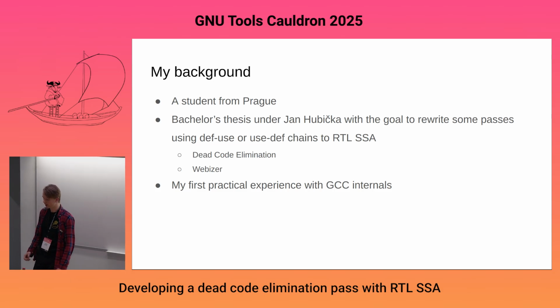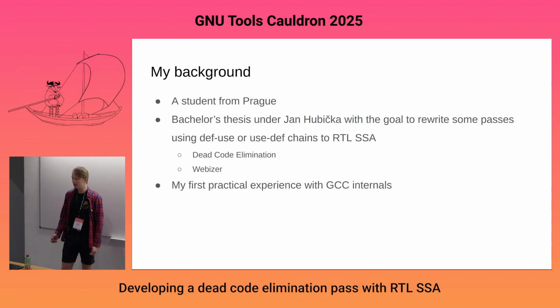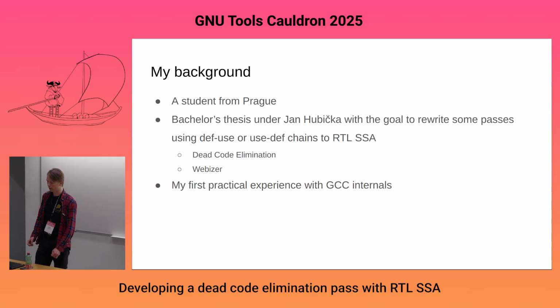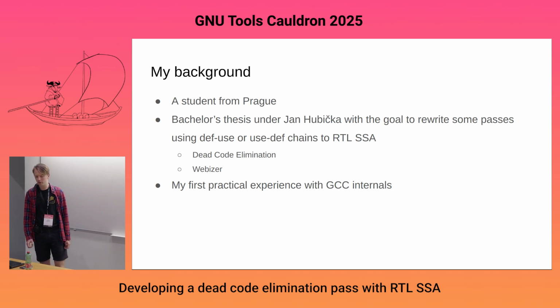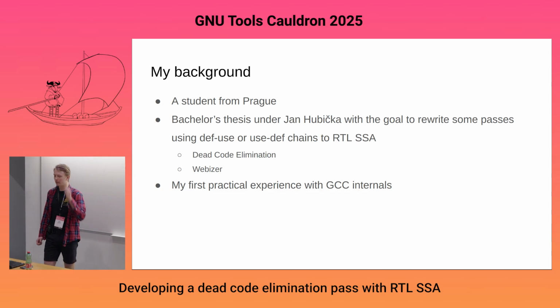try the RTL SSA framework and replace some of the passes that use def-use chains, which are computed by the data flow framework, which is heavily used for optimizations on RTL. We developed two optimization passes: dead code elimination and a second one. This was my first practical experience with GCC internals.